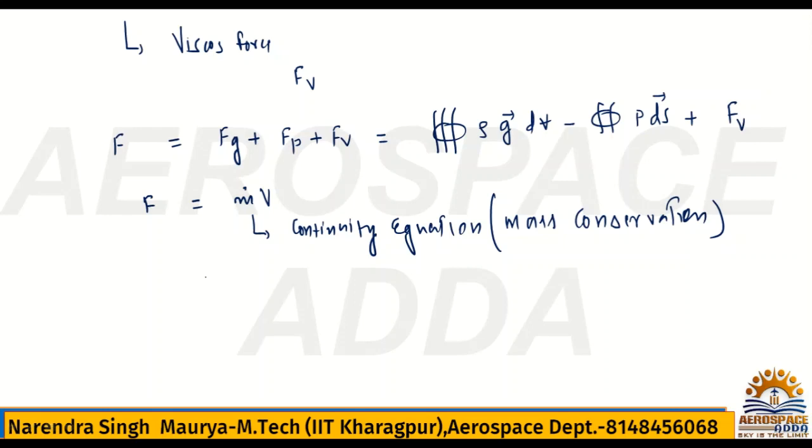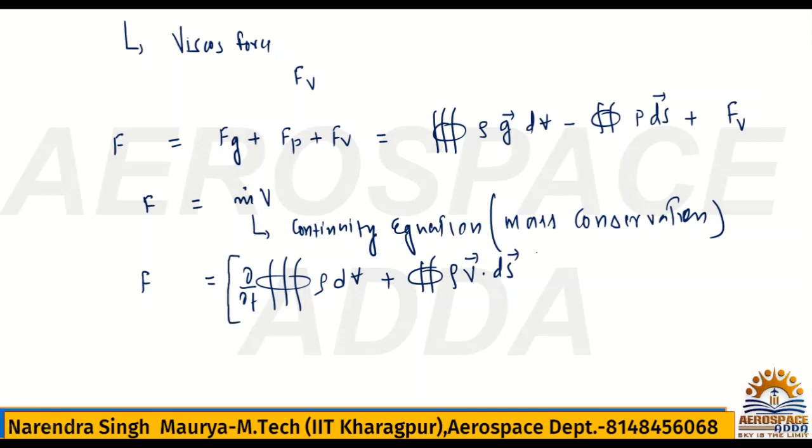So this is nothing but F. What is the continuity equation? It was dou by dou t triple integration rho dV plus double integration rho v vector dot dS. Okay, this was the mass flow rate m dot, and now we have velocity. This is the velocity vector, so we'll multiply by the velocity.